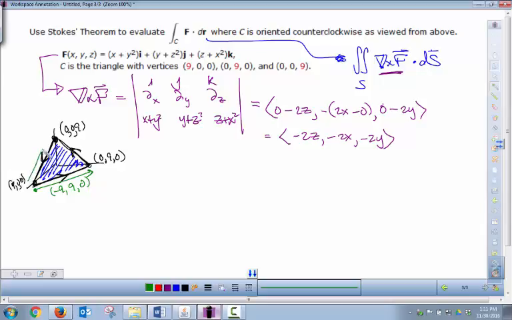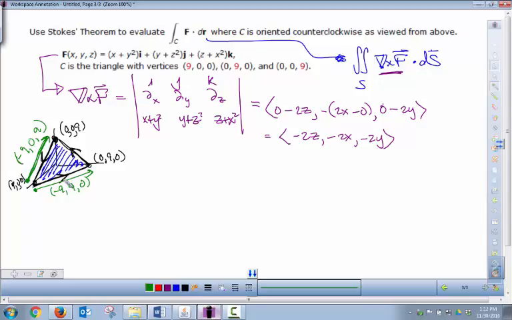Let's have another vector over here, and that vector would be head minus tail. It would be 9, 0, negative 9. Right? Now, negative 9, 0, positive 9. Okay? And then now I want to cross it.